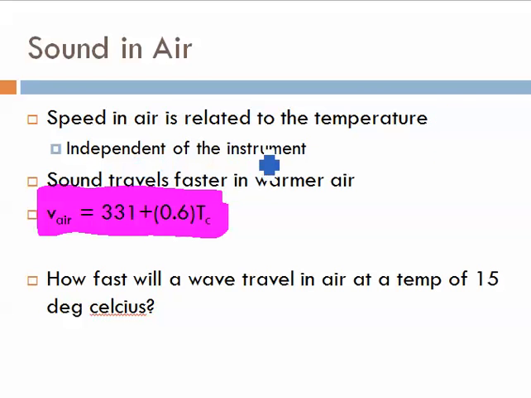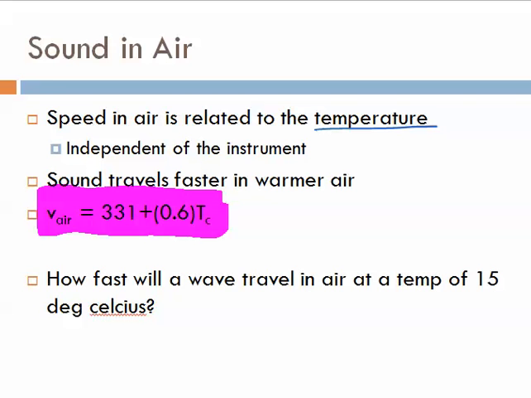It's independent of the instrument. For example, the speed of sound from a guitar is going to travel the same as the speed of sound from a ukulele, whatever that is, or the speed of sound from a piano. Different instruments don't project faster or slower sound. The speed of sound is the same for all instruments. What it does depend upon is the temperature. And what we find out is because it's plus 0.6, whatever the temperature is in degrees Celsius, is that sound will travel faster in warmer air.